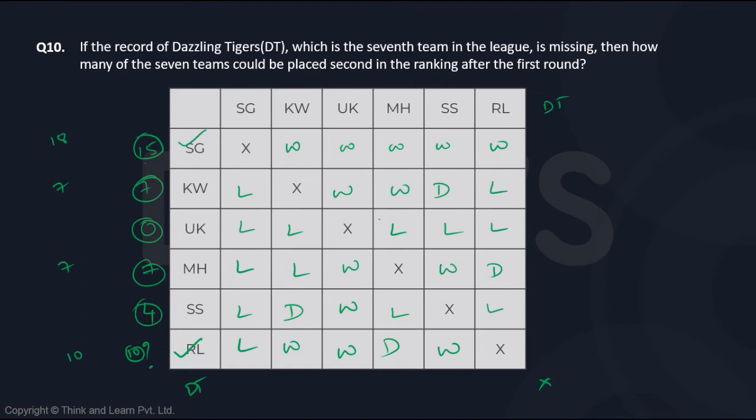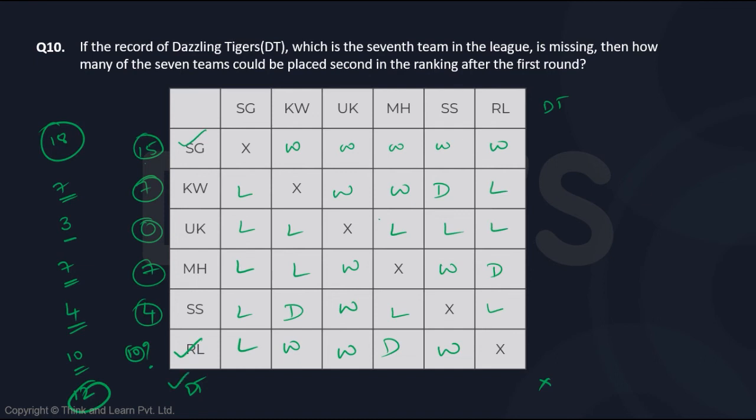And DT has won 4 matches. So it has lost here. So it will get 3 points. And let us say it has won here. So this will remain 4. So if you notice, it has won against RL. It has won against MH. It has won against SS, and it has won against KW. So totally it has got 4 matches. So 4 3s are 12 points. So in this case, first is your SG, second is your DT.